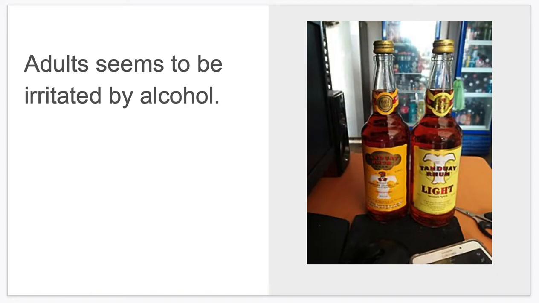So, usually, there are patients of ours with this infection who, when they pass stool the morning after drinking, sometimes see proglottids, because the adult worms of your Taenia saginata seem to be irritated by alcohol. So, okay.